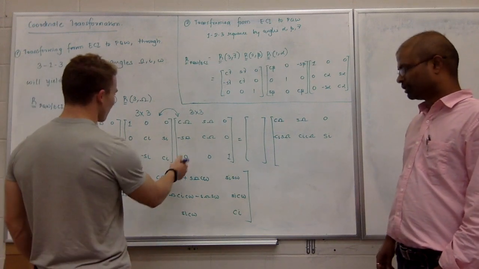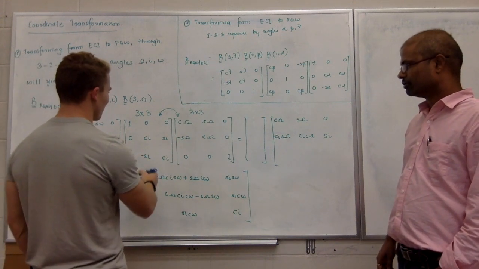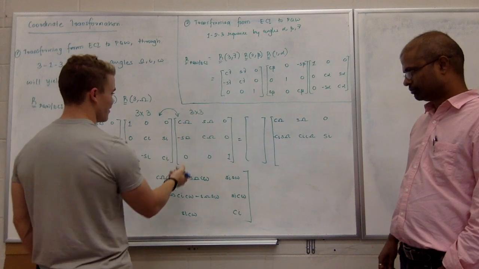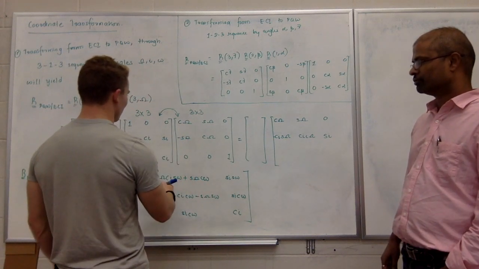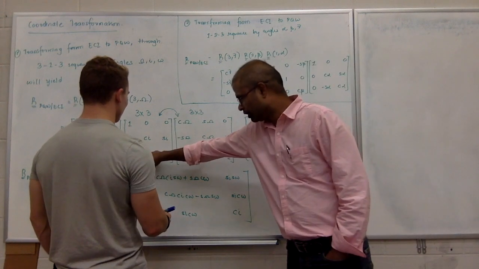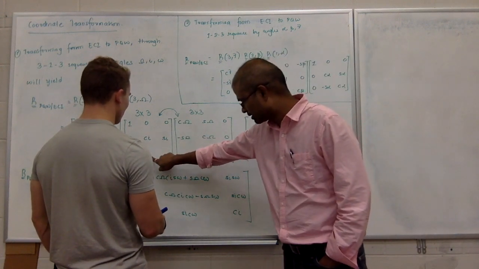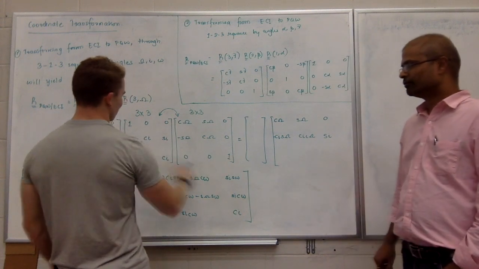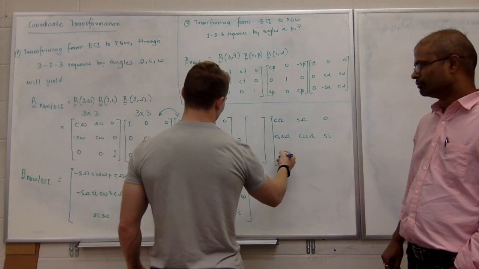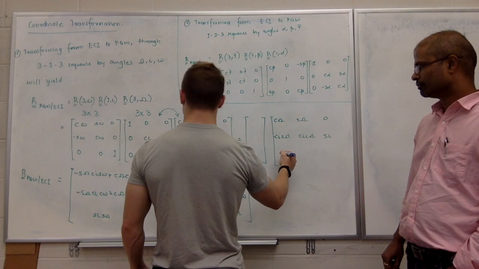So it'd be third row, first column. 0. You have to keep going. It is this into this plus this into this. Okay, I missed. So then it'd be sine squared or sine I.